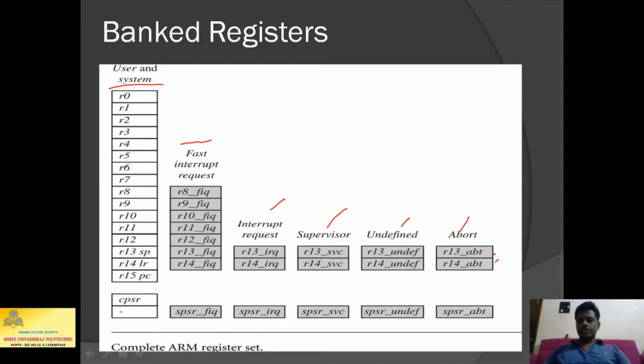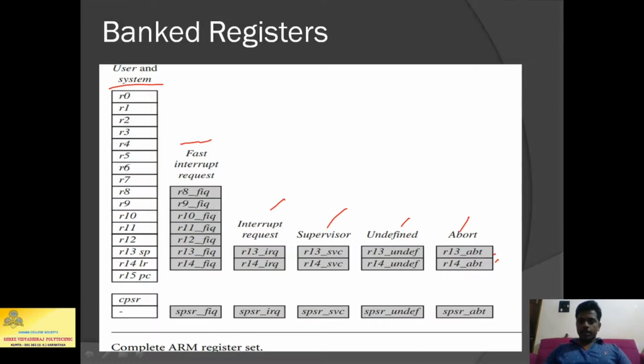These registers are called banked registers, and they are identified by shading in the diagram. There is a shade on some registers, so those are called banked registers. As I said, they are available only when the processor is in a particular mode. For example, in abort mode, we have banked register R13_ABT.